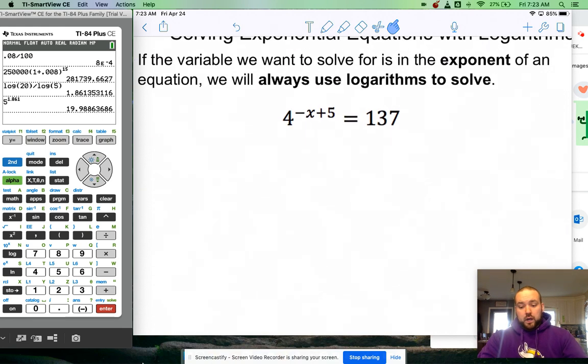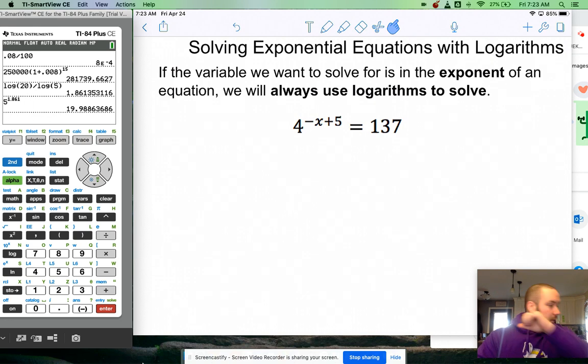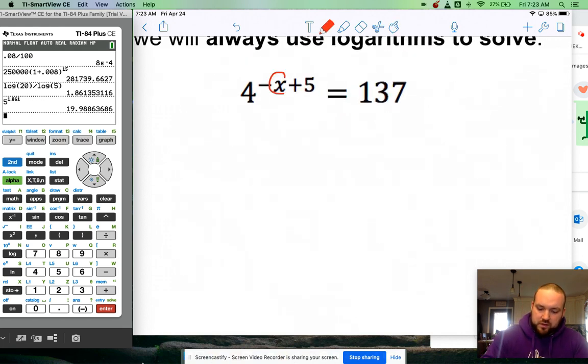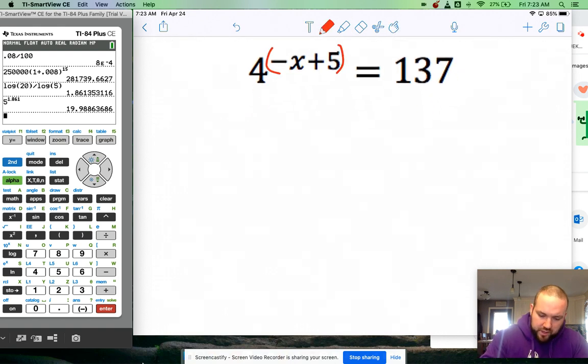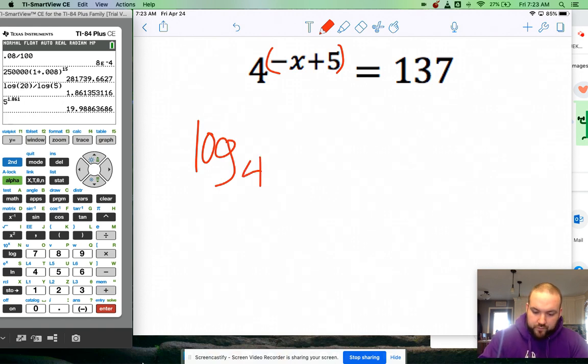Okay, this problem is a little bit more difficult because there's more steps involved, but the concept is still the same. I see my variable in the exponent. Now, I didn't put parentheses when I made this problem, but the exponent isn't just x, it's negative x plus 5. That whole thing is the exponent. So I'm going to rewrite this as a logarithm. I'm going to use the base, that base number of 4, and then the argument is 137, and that's going to equal negative x plus 5.